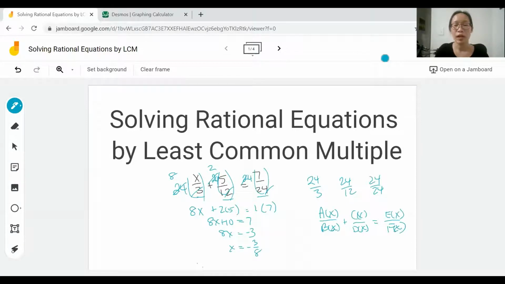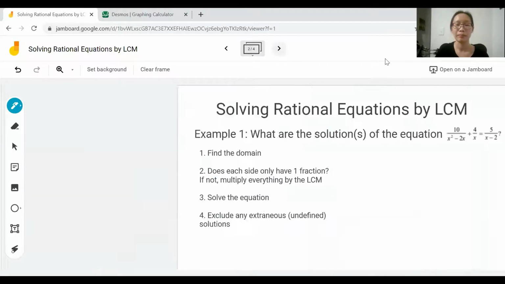In the same way, if I have a rational equation, I can either combine these two into one single fraction and then cross multiply, or I can just multiply through by the least common multiple and get rid of all the denominators. Let's take a look at an example.